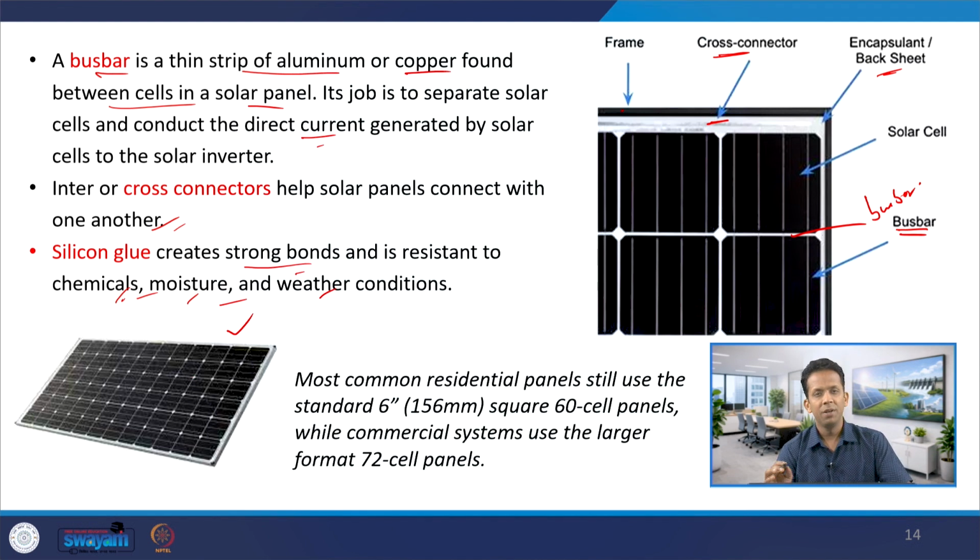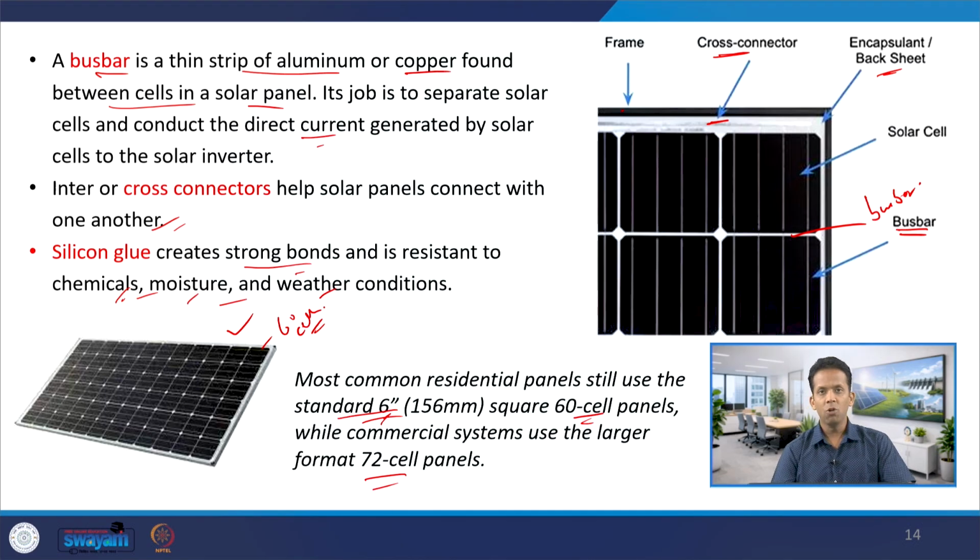And the most common panels that you see on top of houses or buildings use standard 6-inch square 60 cell panels. So there are 60 cells mounted on one module or one panel, and most of them commonly are 6-inch size. Commercial systems have slightly bigger solar cells, and the number of cells in a panel is also higher, like 72 cell panels. Those are used for commercial systems.